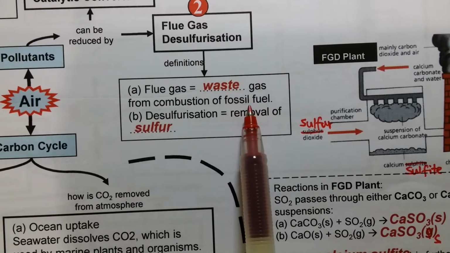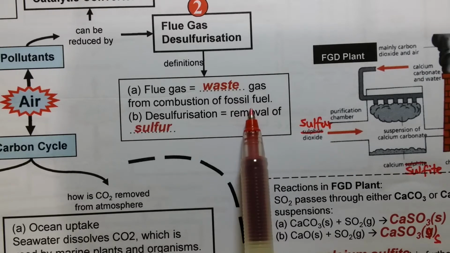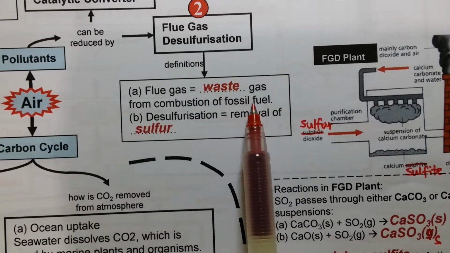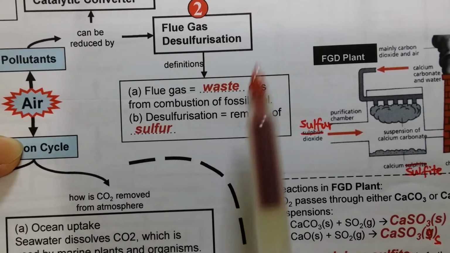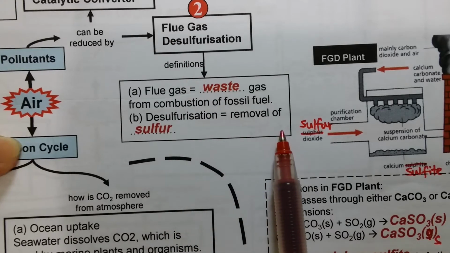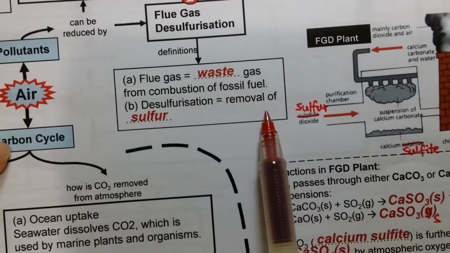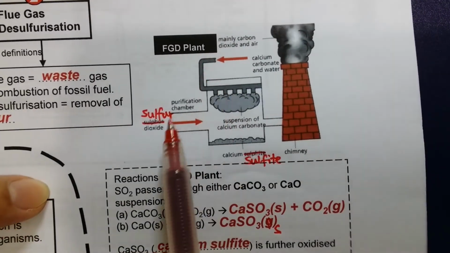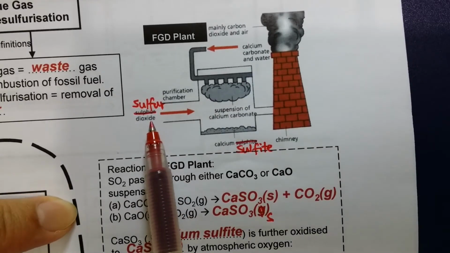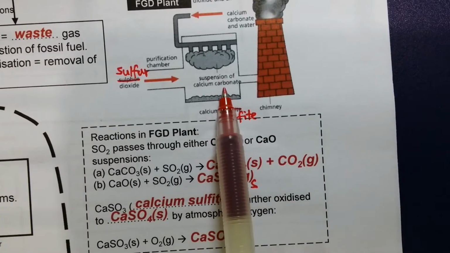So there are actually two ways to remove sulfur dioxide. One way, of course, is to remove sulfur from the fossil fuel, but that is very costly. Another way is through this FGD, flue gas desulfurization, whereby the sulfur dioxide produced is removed from the waste gases. That is basically what this FGD plant is for. In this FGD plant, sulfur dioxide goes into it, and then it will react with calcium carbonate.